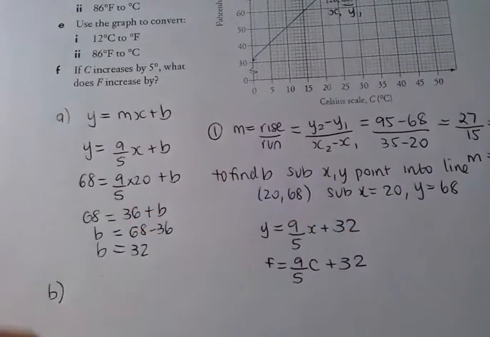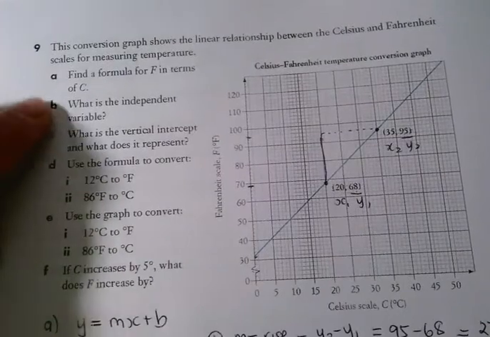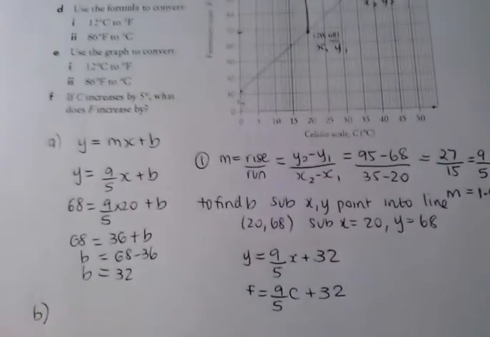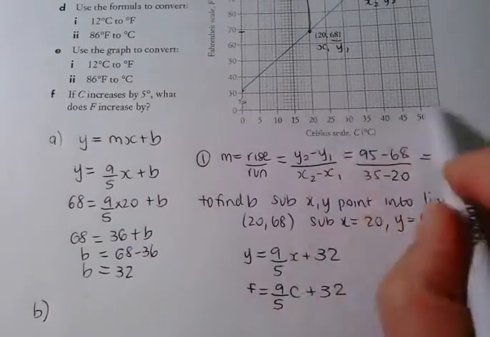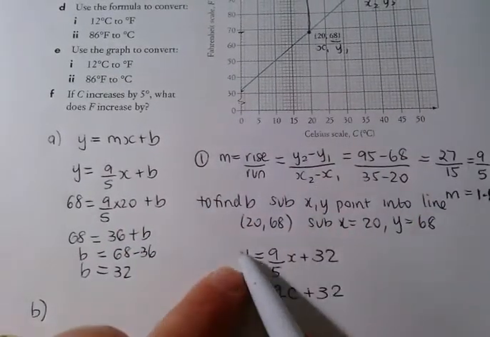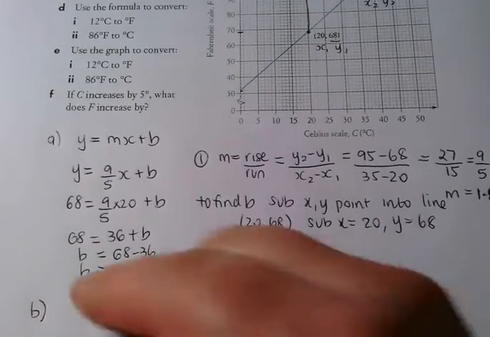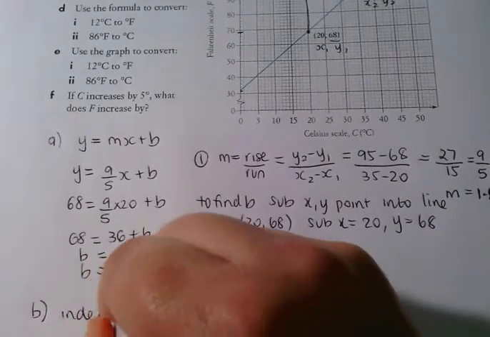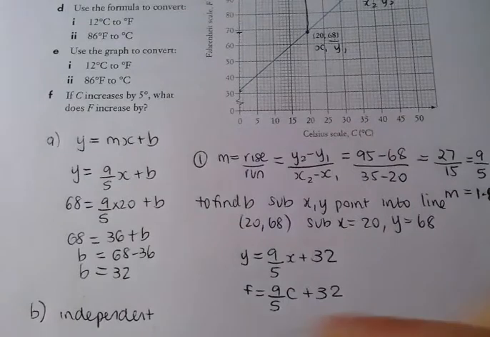Part B, what is the independent variable? The independent variable is normally what's on the x-axis because the value of y depends on the x. So the independent variable is the temperature in Celsius.